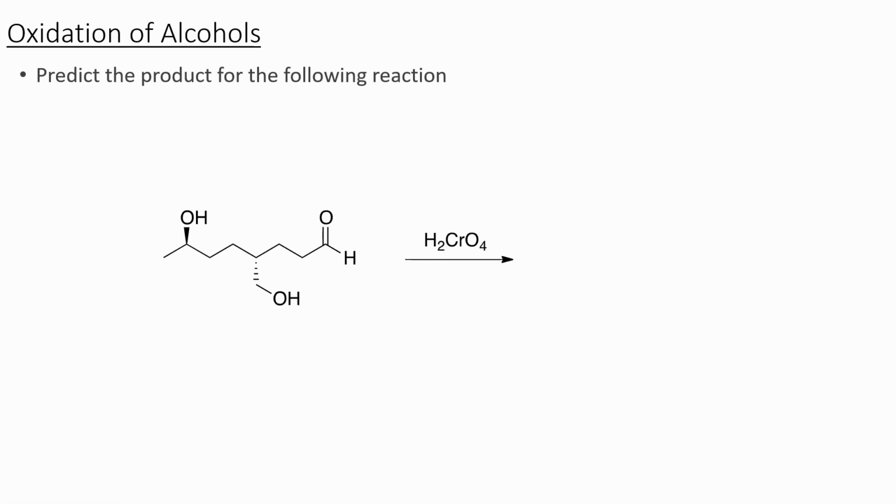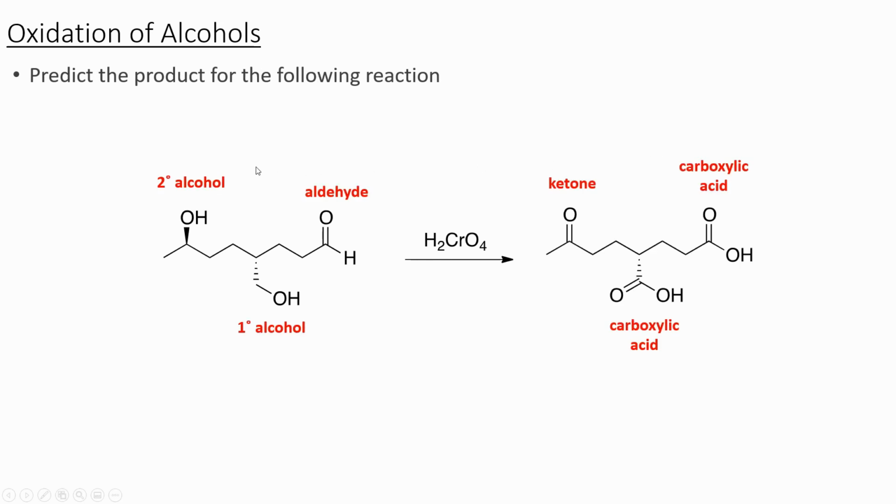So for this reaction, go ahead and take a minute and try to predict the products of this reaction. Using chromic acid, what is going to happen to this substrate? We have a secondary alcohol, a primary alcohol, and an aldehyde all in the starting material. The secondary alcohol can oxidize all the way up to a ketone, the primary alcohol up to a carboxylic acid, and the aldehyde up to a carboxylic acid.